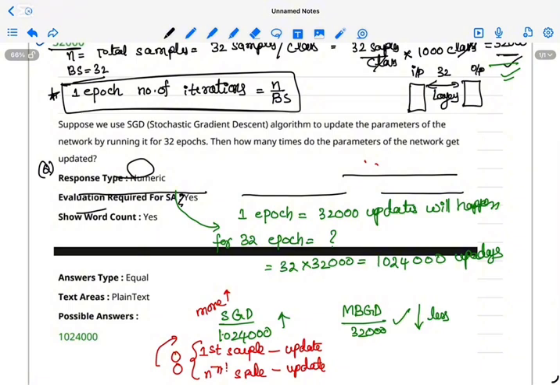Whereas in mini batch gradient descent, it updates after a batch, update after a batch. So when compared to it, in mini batch gradient descent the number of updates is less.